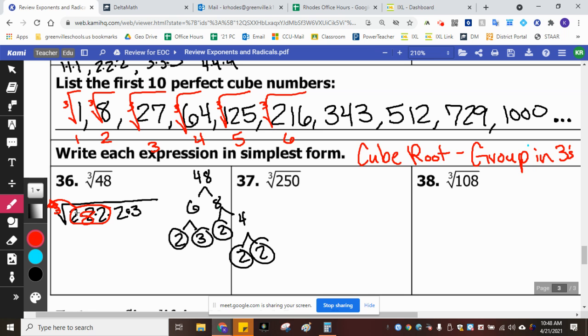So the cube root of 8 is 2. Every 3, 1 comes out. There's no group of 3 from 2 and 3, so you just multiply those together. You get 6.